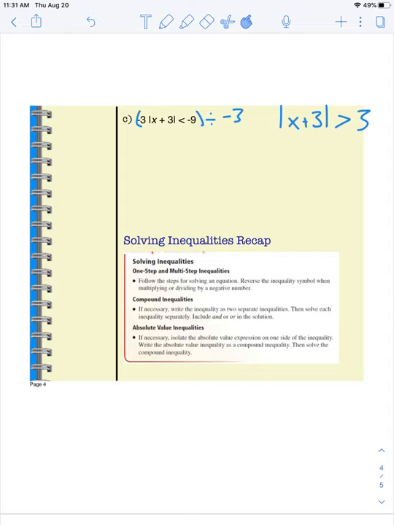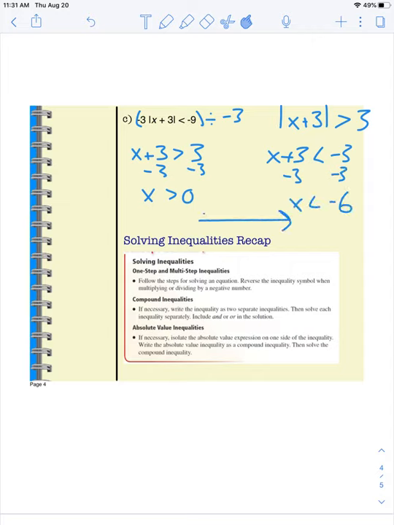All right, and we set up 2 inequalities. X plus 3 is greater than 3, and x plus 3 is less than negative 3. Solve by subtracting 3 from both sides. I have x is greater than 0, and I have x is less than negative 6. Set up a number line. I have 0. Oops. Negative 6 is less than 0. All right, so when I set up a number line, I have x is less than negative 6, and I have x is greater than 0. I don't shade it in because it's not equal to.